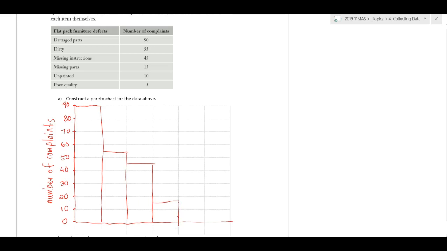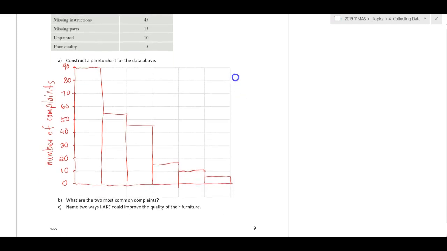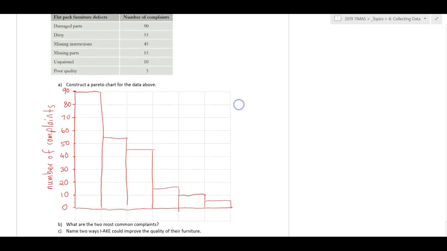followed by a 5. I feel like I've missed something. 90, 55, 45, 15. Oh, there's 10. I did miss something. And a 5. Right, like that. So there is our column graph arranged in descending order. Now, I should label these underneath, and I've got just a little bit of room there. Damaged parts, but not really enough room. Damaged parts. Right, etc., etc., dirty, and so on. Fill those out.